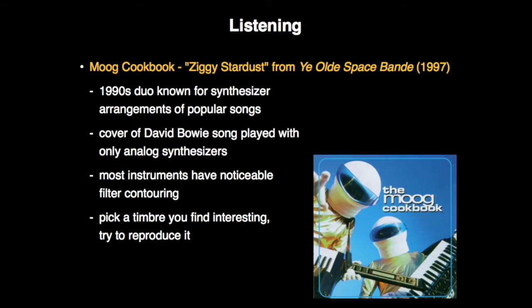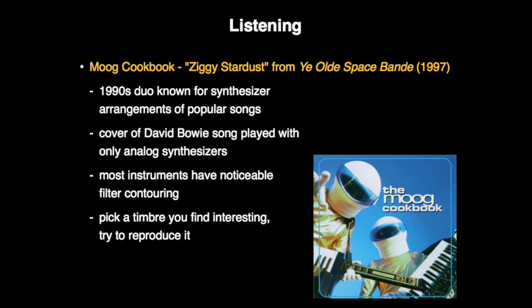So I gave you guys one piece to listen to this week. This is by a duo that was really active in the 90s called the Moog Cookbook. Moog, of course, being a famous synthesizer brand. So the Moog Cookbook was a duo of artists known for their synthesizer arrangements of popular songs. They released a couple records, one doing arrangements of like 90s alternative songs, and one doing an arrangement of a bunch of like classic rock songs. So the piece I gave you guys to listen to is from the latter.